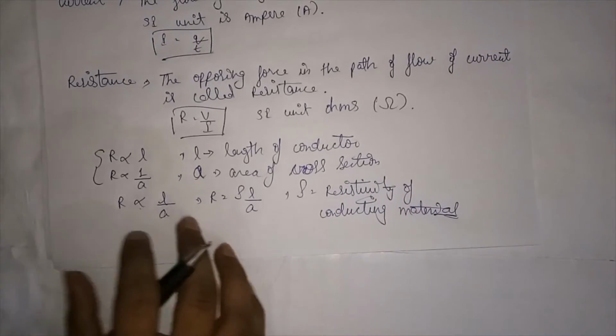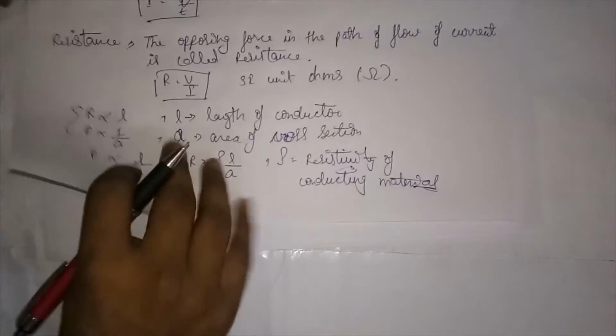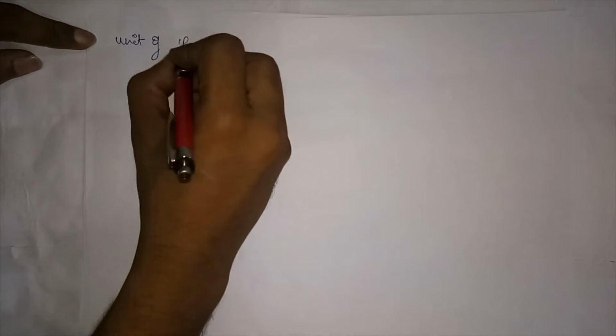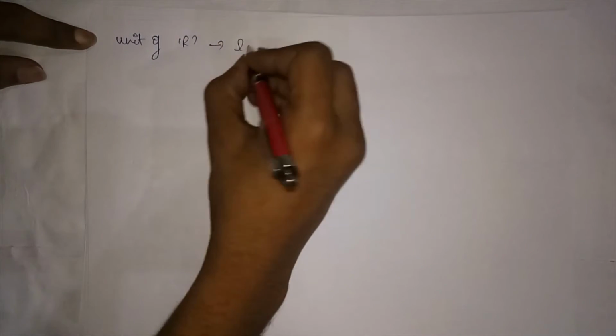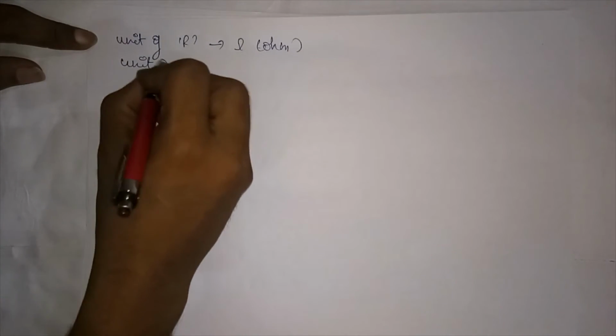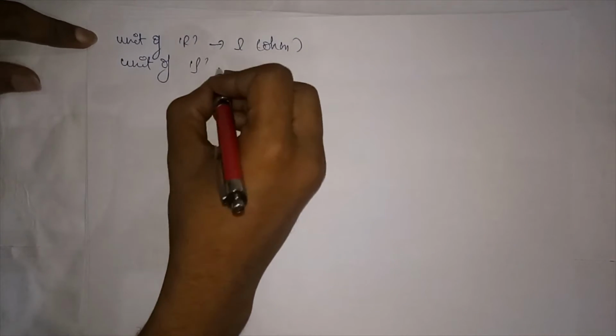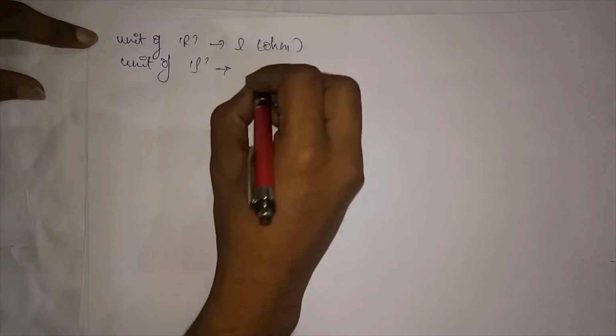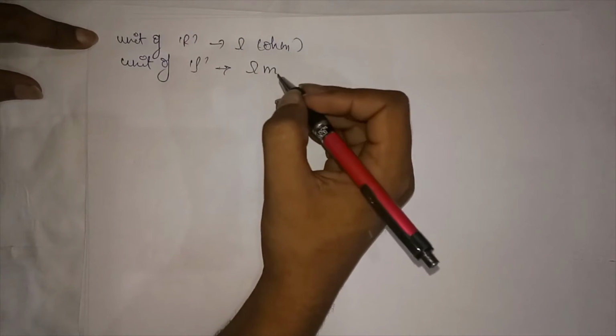Okay, now moving forward, the unit of R, that is resistance, is ohm, as I already discussed with you, and the unit of rho is ohm meter.